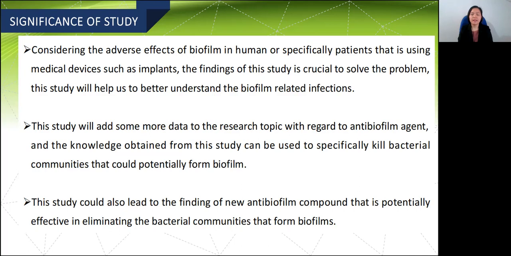This study will add some more data to the research topic with regard to antibiofilm agents, and the knowledge obtained from this study can be used to specifically kill bacterial communities that could potentially form biofilm. This study can also lead to the finding of new antibiofilm compound that is potentially effective in eliminating the bacterial communities that form biofilm.